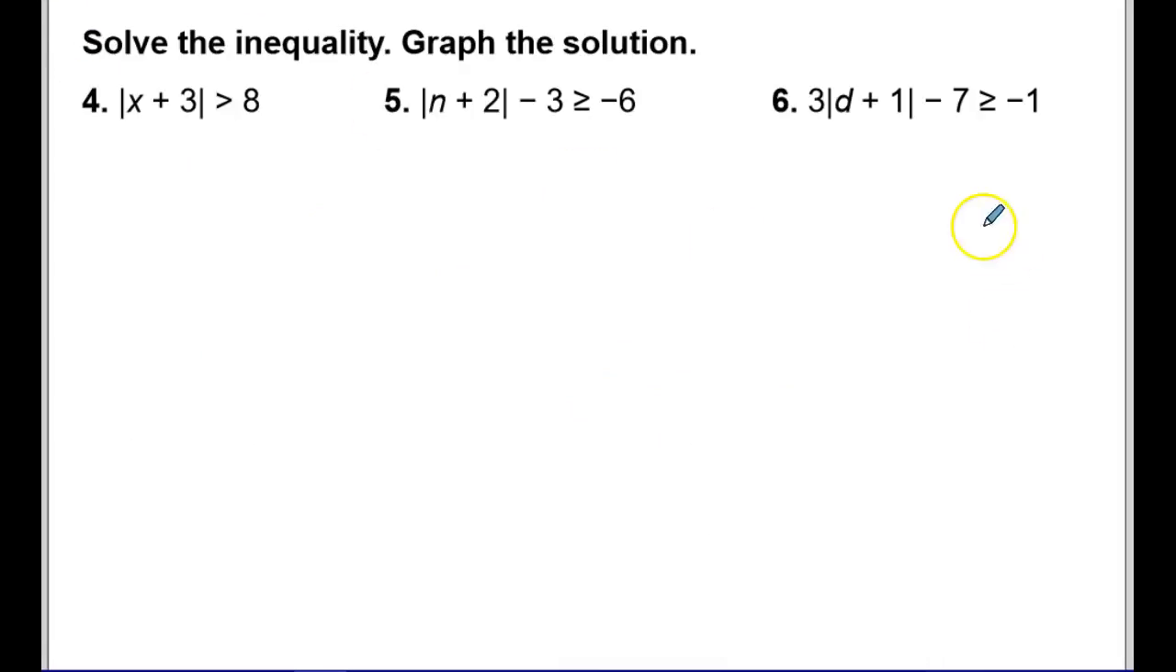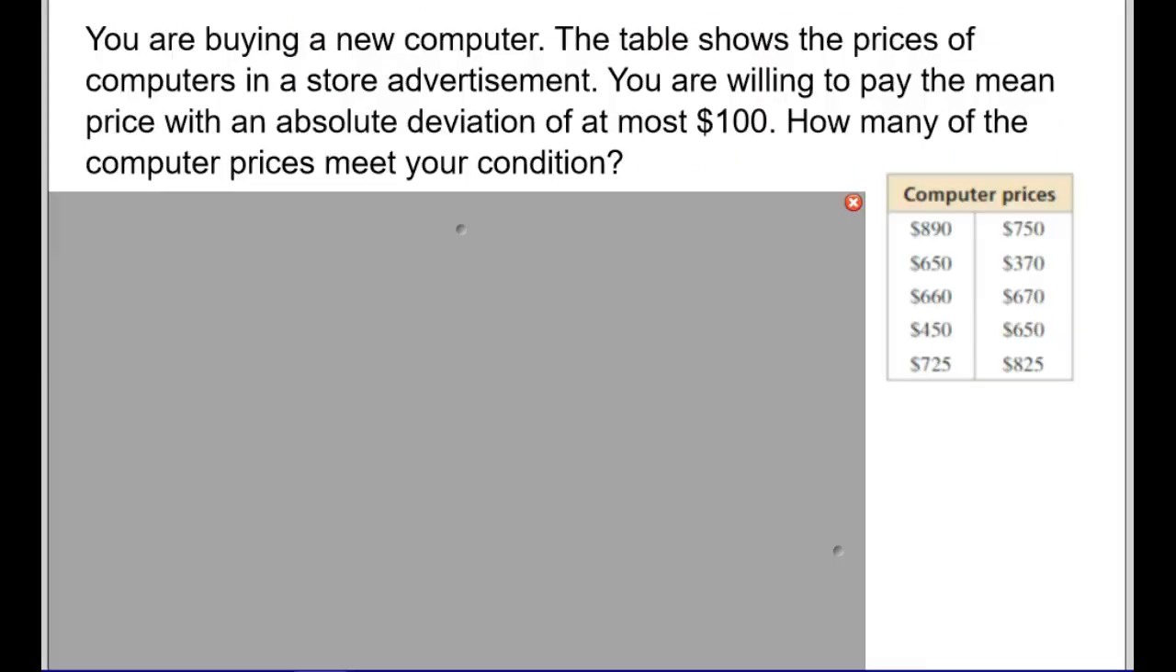So here are some to try. I really want you to try number 6, right? Because there are many steps we need to do. So make sure you can do that one first.